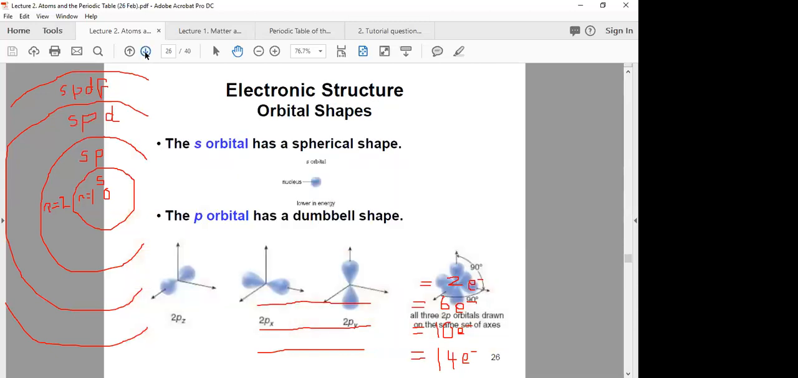Just very briefly, the shape of these orbitals, and we'll just look at two of them. The s orbital has a spherical shape, just the way that I drew it to the left of screen. But the p orbital actually has a dumbbell shape, as you can see here. There's one p orbital, there's the second, and there's the third. And here they are all together, drawn on the same set of axes. I just draw them all spherical, otherwise it would be a mess and impossible to follow.